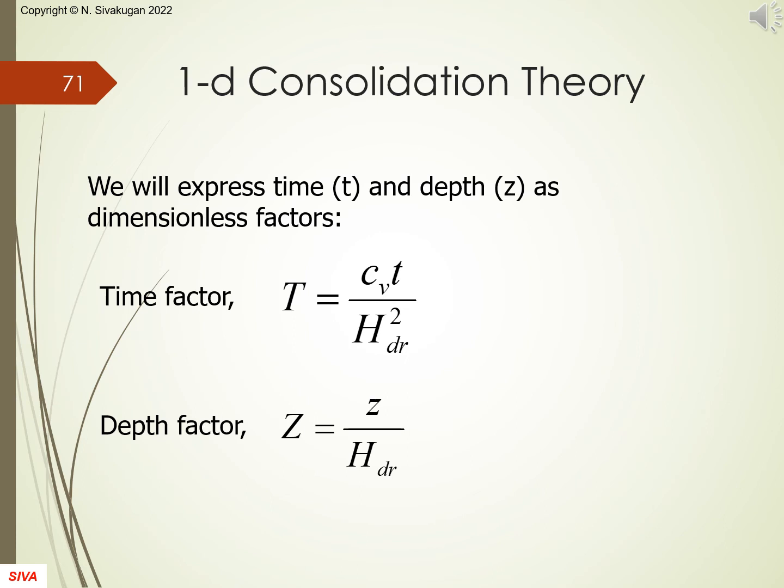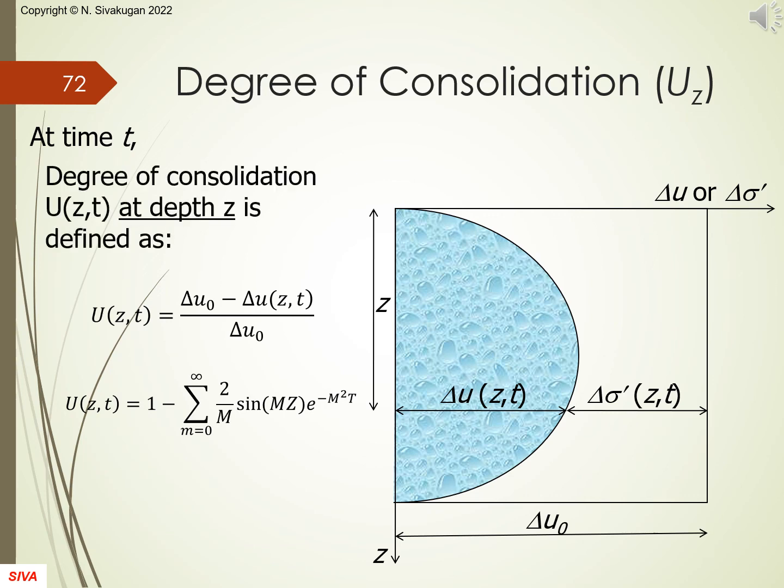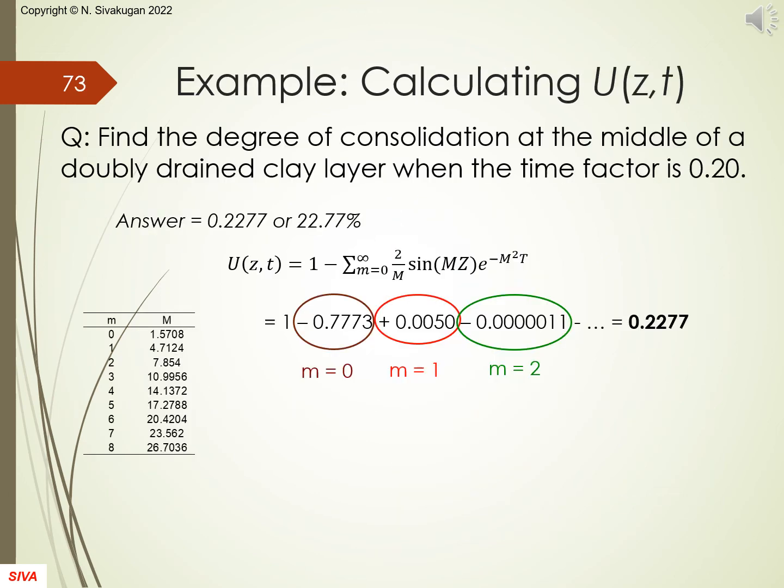We simply express time t as a dimensionless time factor T, and depth z as a dimensionless depth factor Z. The degree of consolidation varies with time and depth. At time t and depth z, it can be defined as the ratio of the dissipated excess pore water pressure to the initial excess pore water pressure, and we will use a symbol uppercase U. We have an expression here for U as a function of big Z and big T.